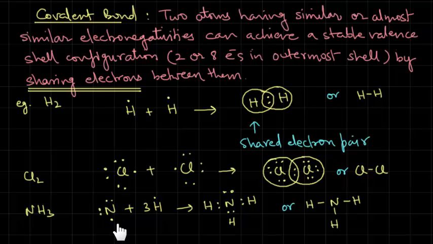NH3, and nitrogen has 5 valence electrons. It is surrounded by 3 hydrogen atoms. Each of these hydrogen atoms will share its 1 electron with 1 electron of nitrogen. So you will see that nitrogen now has 8 and each of the hydrogen has now 2. So again the octet is followed and all the atoms now have noble gas configuration.